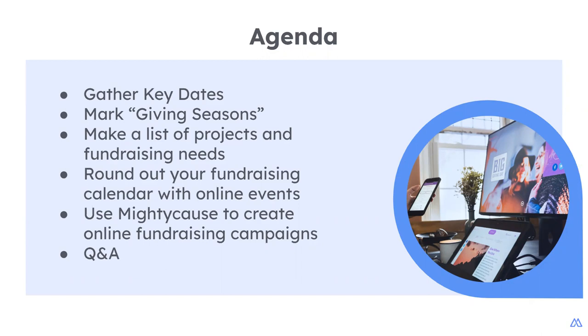We're gonna talk about how you can get a list of projects and fundraising needs from your programming people. That way, people like to give to specific events, specific causes, specific scholarships, or little projects that you're doing. And this is a way you can think about, okay, now we have some dates that we can do fundraising, like what could we fundraise for and hopefully make an impact.